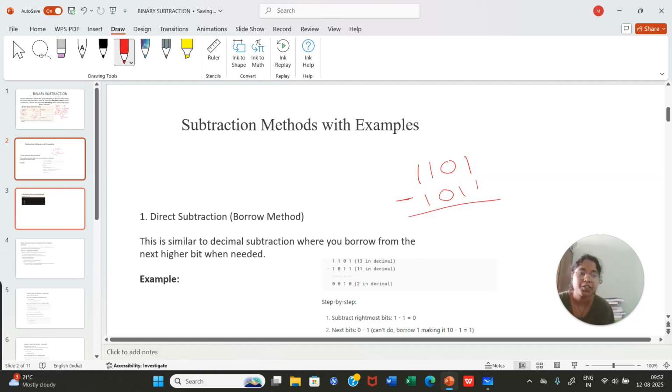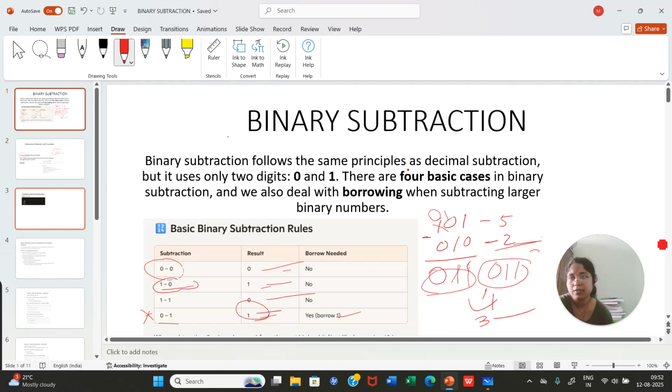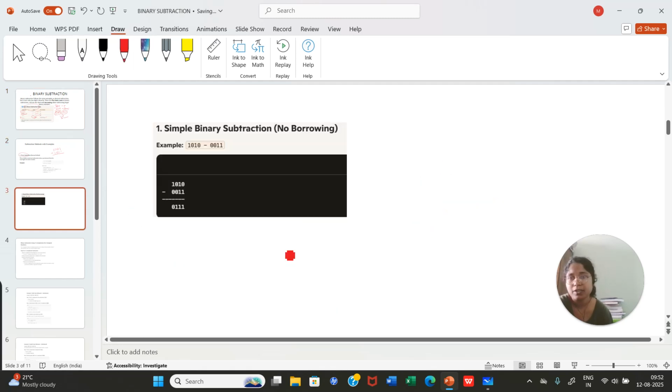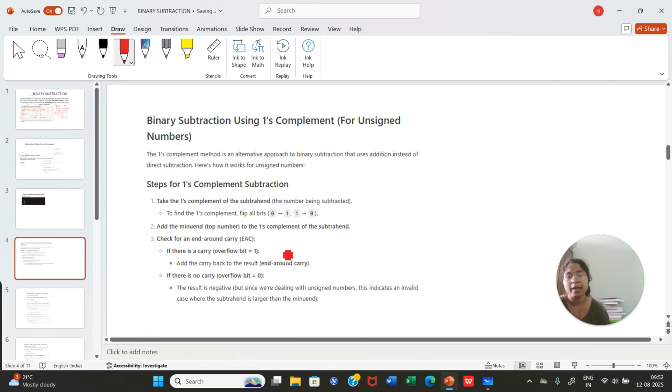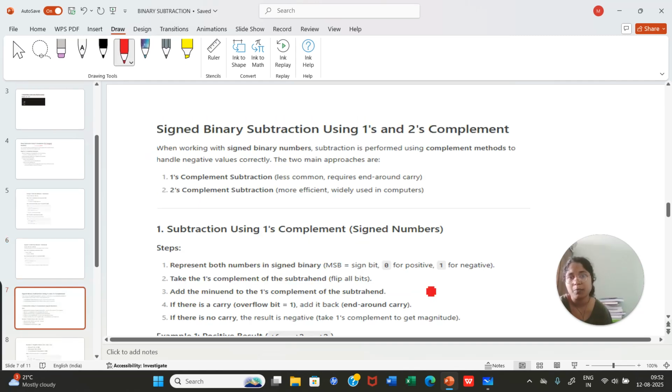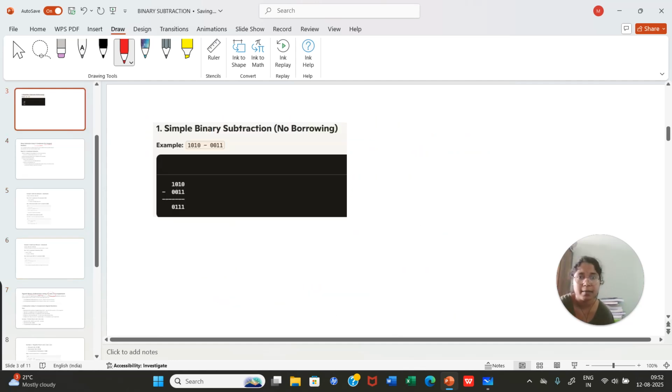Okay. So in the subtraction of the binary numbers, we are going to discuss three types of subtraction. One is direct subtraction, which we are going to use now, following these rules. Next, binary subtraction using the ones complement, for the unsigned numbers. And one more will come, that is binary subtraction using two's complement. Three methods we are going to learn in binary subtraction.